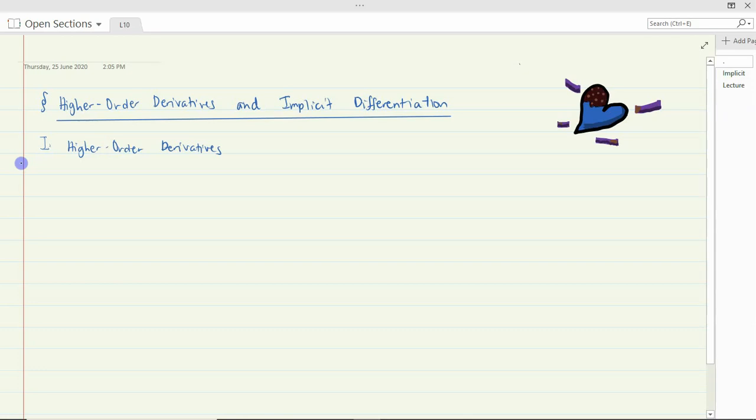Hello everybody, welcome to Math 100. Today's topic is about higher order derivatives and implicit differentiation. Let us start with higher derivatives.